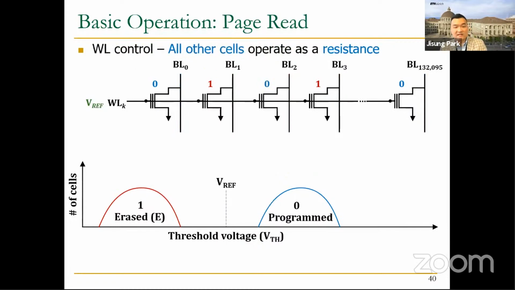Okay, next let's discuss the page read mechanism. Here we can see the data programmed in the cells: 0, 1, 0, 1, 0. And basically the word line control is the same as in program operations, except that we apply a read reference voltage to the target word line, which is between the threshold level of the erase state and the program state.